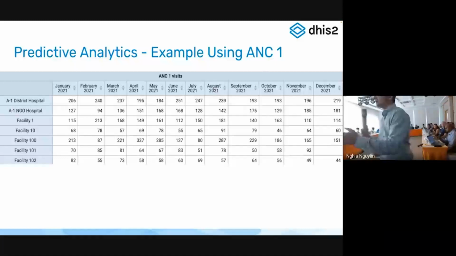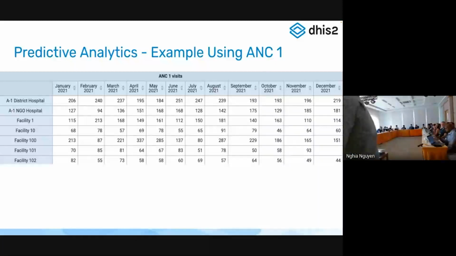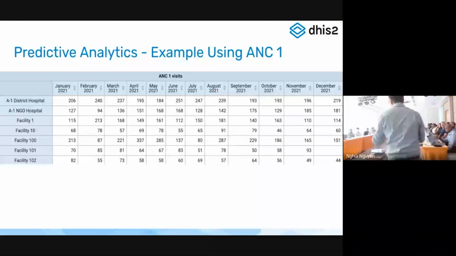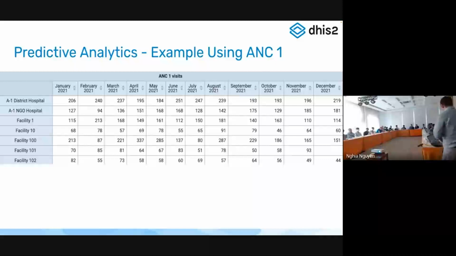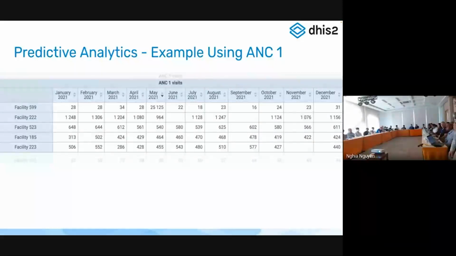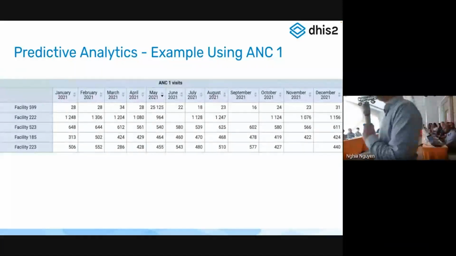So there's not a ton of huge variation. Some of these hospitals have higher values compared to the facilities. That's expected if we look at their previous trends. So all I'm going to do is sort the table. Now I've sorted the table and we see some values, like this is 25,000 in comparison to the last month, which was 28. We have 28, 28, 34, 28, 22, 18, it just goes on and on.